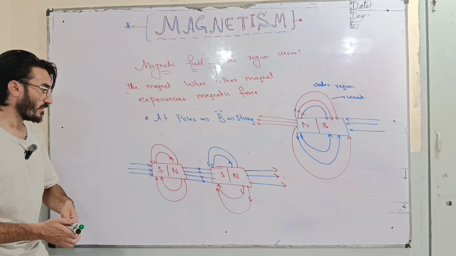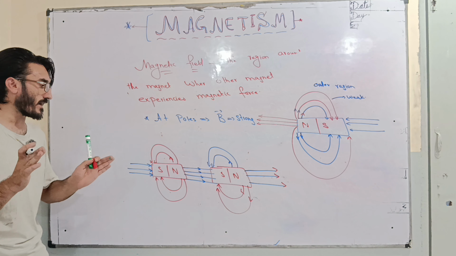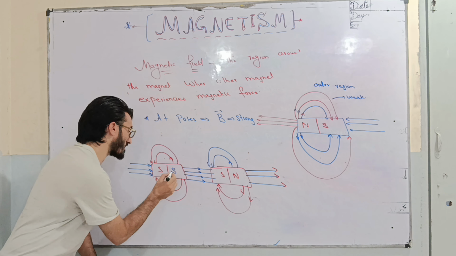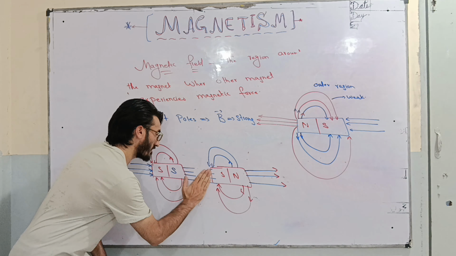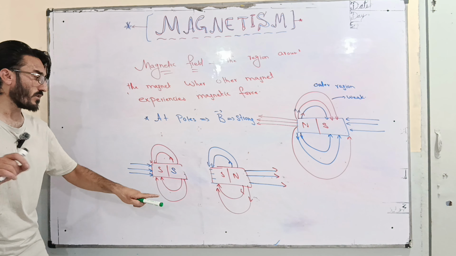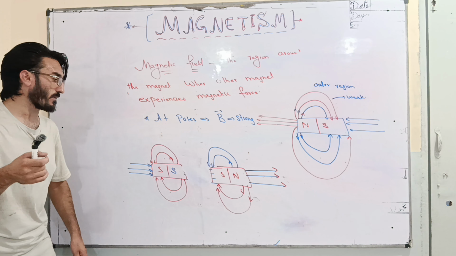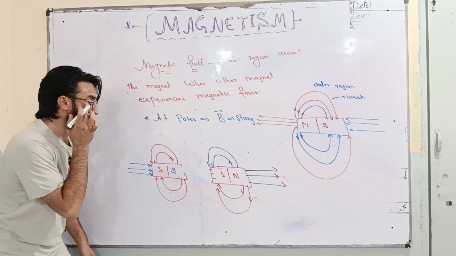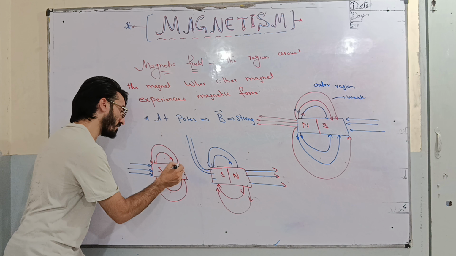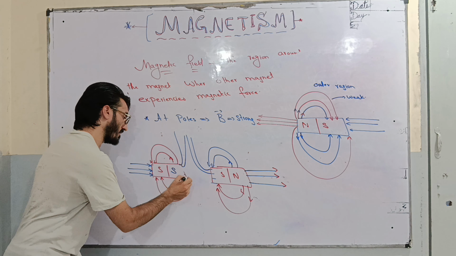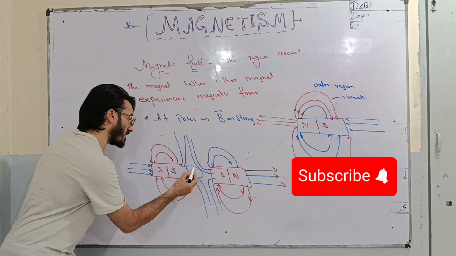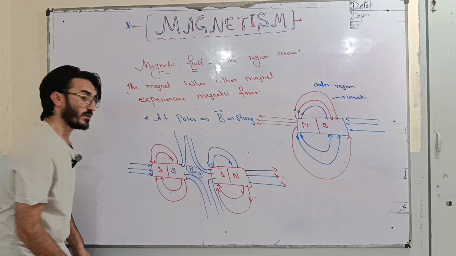Now, how can we represent the magnetic field lines for two bar magnets if the poles are the same? For example, this is also a south. Then what is happening there? If we have two bar magnets which have the same pole, we can represent the magnetic field lines just like this. The magnetic field lines repel each other. This is the region where there will be no magnetic field intensity.